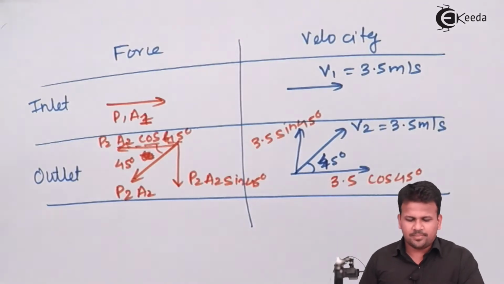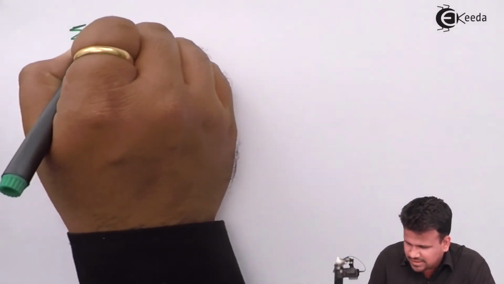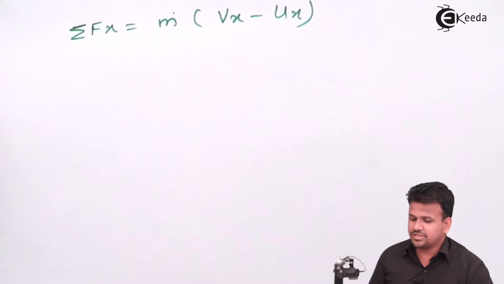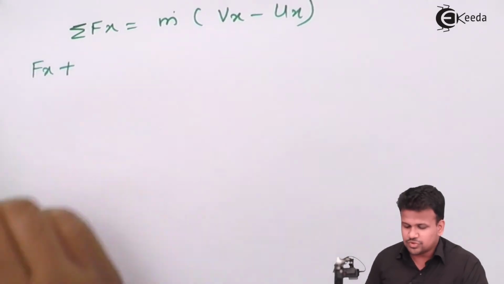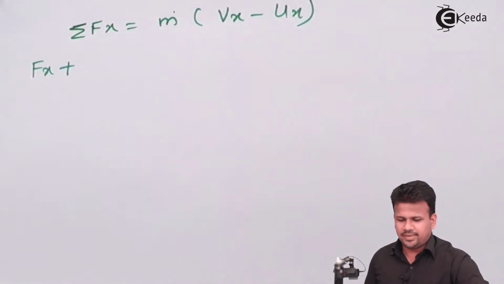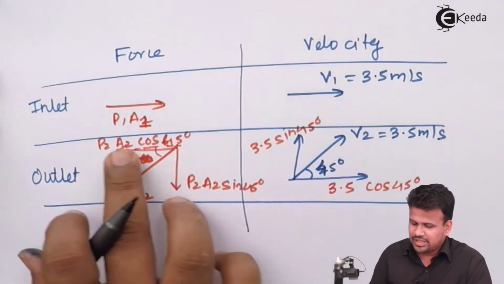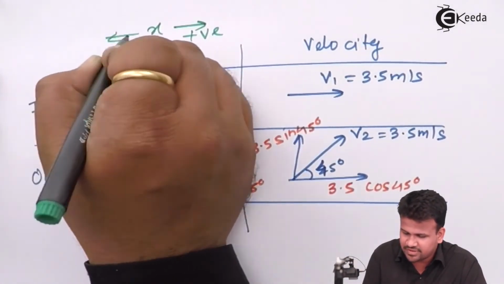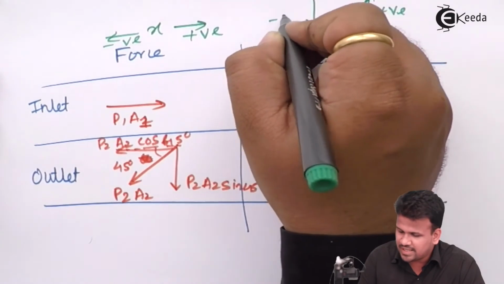Now it is just a part of evaluation. So now let us apply summation of Fx. Summation of Fx will be equal to the mass flow rate into final velocity along x direction minus initial velocity along x direction. So now let us write down Fx, that is the force on the bend, plus inlet force as well as outlet force. So inlet force is P1A1 towards right. For x direction, we'll consider right as positive and left as negative. For y direction, upward as positive and downwards as negative.